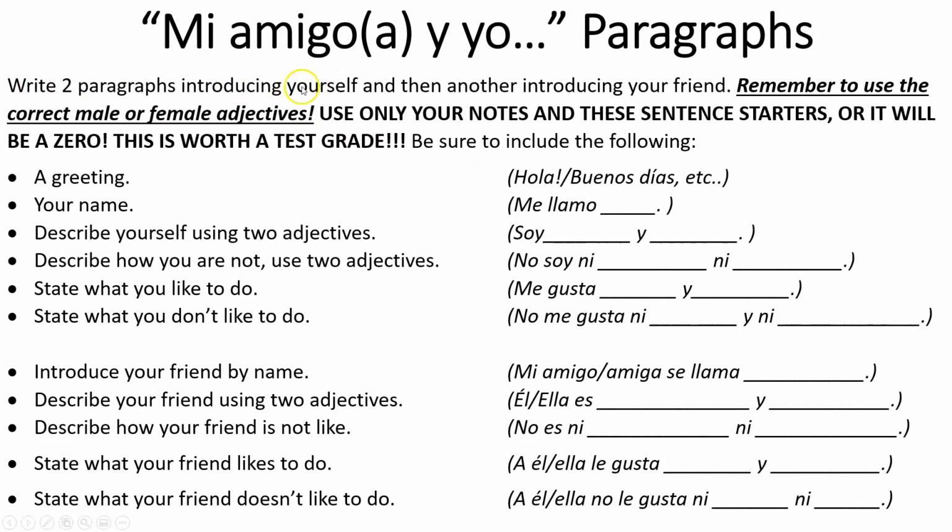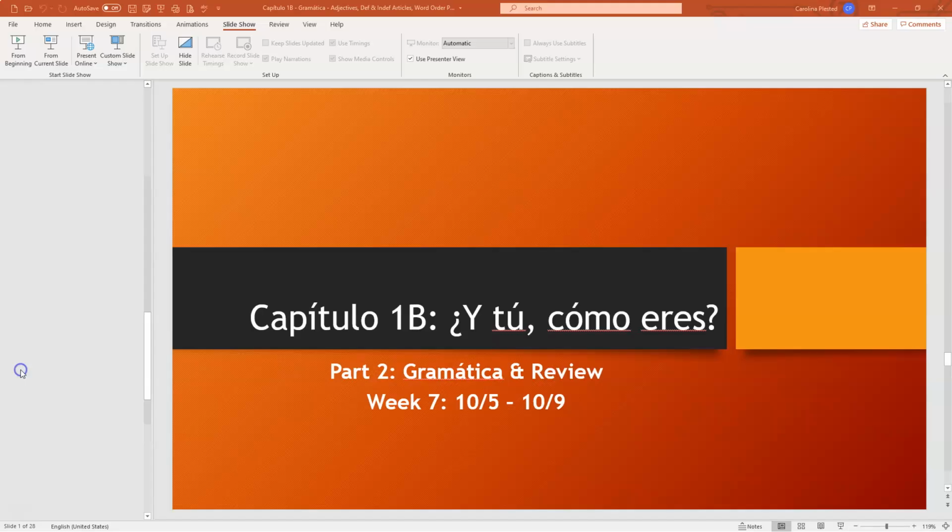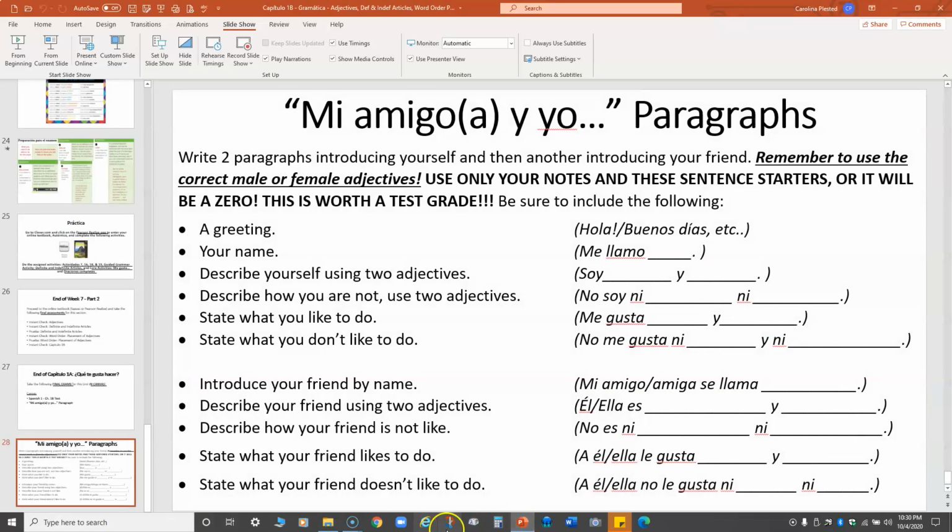You'll write 2 paragraphs introducing yourself and then introducing your friend. Remember to use the correct male or female adjectives. O for male, A for female. Use only your notes in these sentence starters. So make sure that you do that.